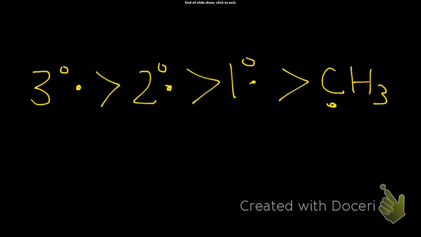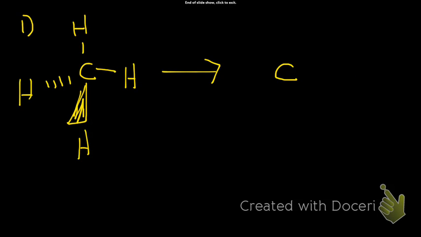Okay, so now let's draw out the reasons why this happens and use some logic to explain it. There are 2 reasons why the stability trends occur the way that they do. Let's first think about what we know. I'm going to use methane here as the example, and this is a tetrahedral shape. So the angle between the hydrogens is 109.5 degrees, and these are all sp3 hybridized orbitals.